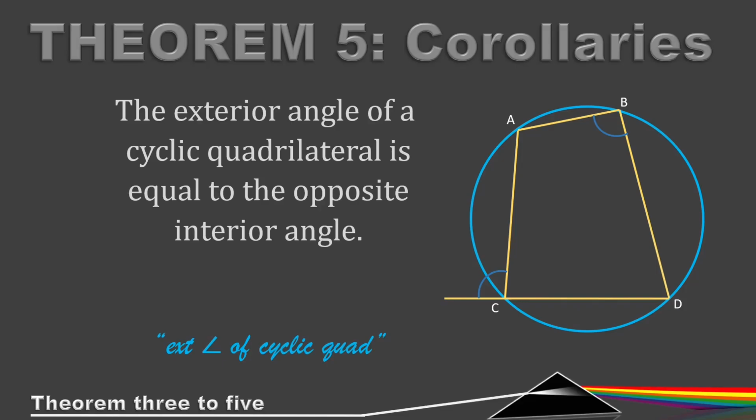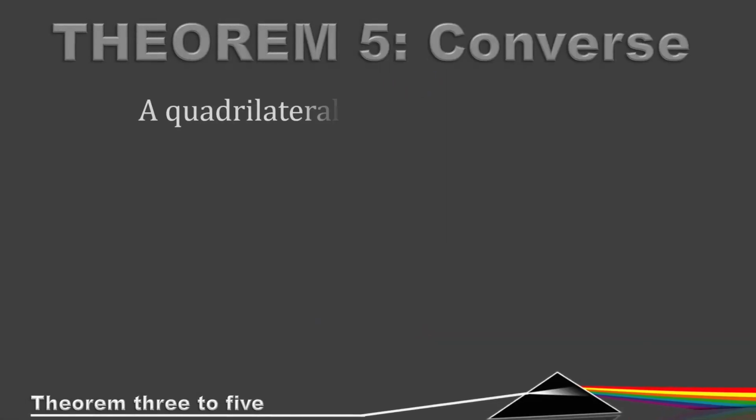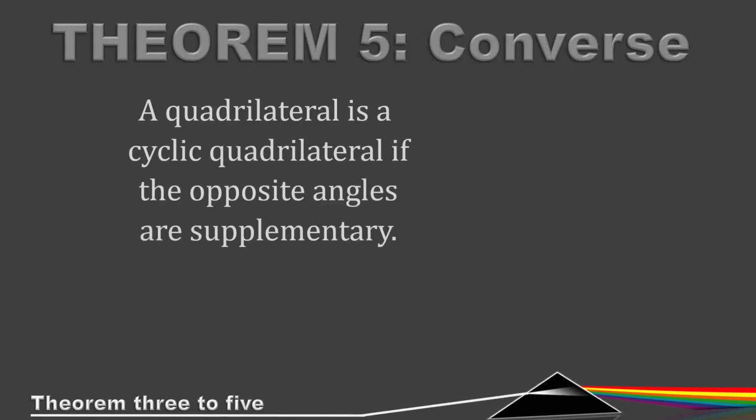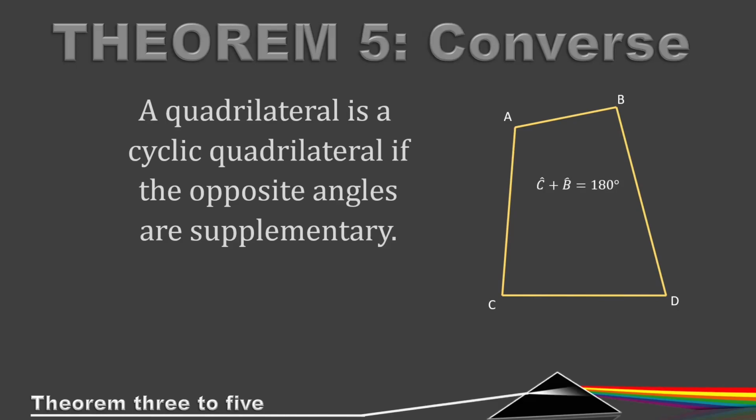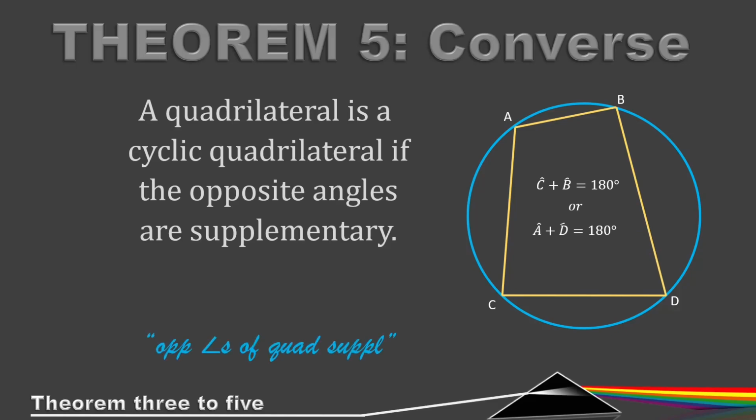And we use the reason exterior angle of a cyclic quad. Okay, and then the converse. A quadrilateral is a cyclic quadrilateral if the opposite angles are supplementary. So if we know that C plus B is 180, or if it is true that A plus D is 180, then that means that this quadrilateral will lie in a circle, meaning it's a cyclic quad. A lot of times they will ask you to prove that this quadrilateral is a cyclic quadrilateral, and this is the other proof that you can use. You can try and prove that the two opposite angles add up to 180, and therefore you conclude that it is a cyclic quadrilateral. And this is the reason: opposite angles of a cyclic quadrilateral are supplementary.